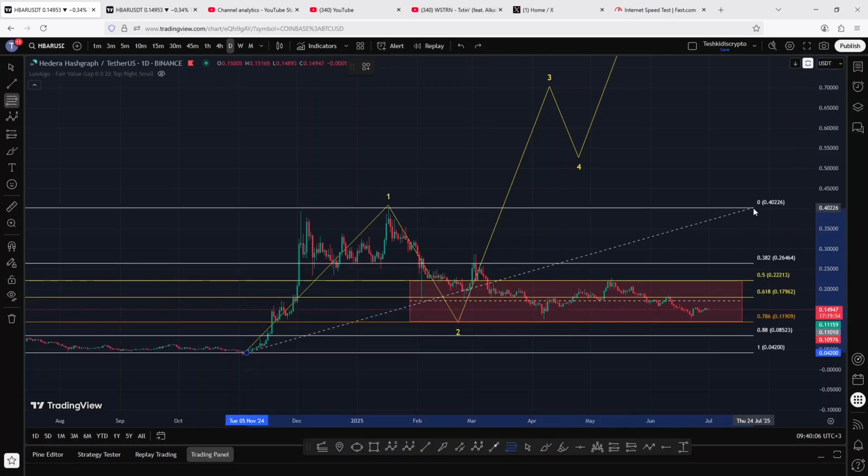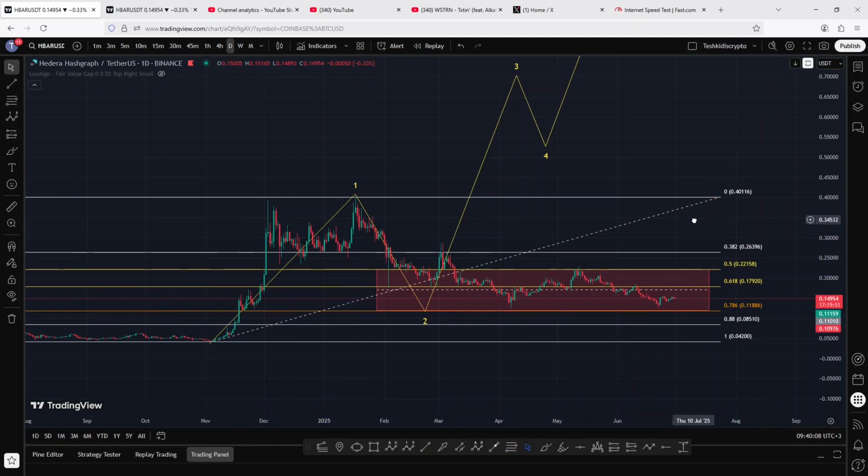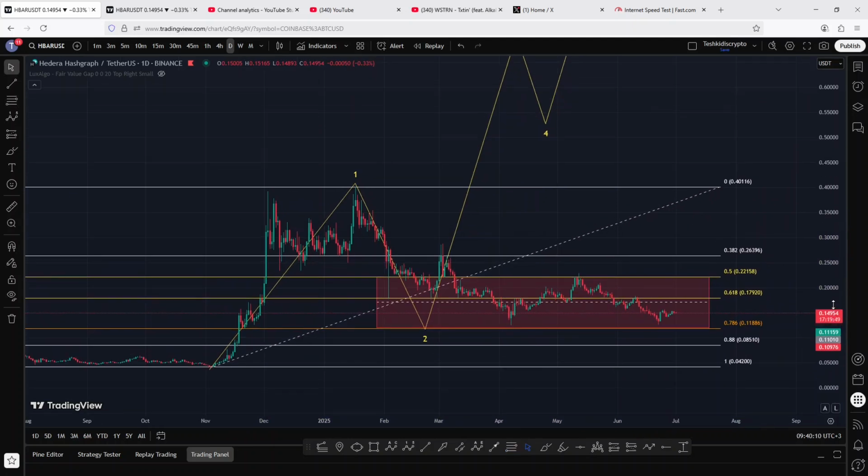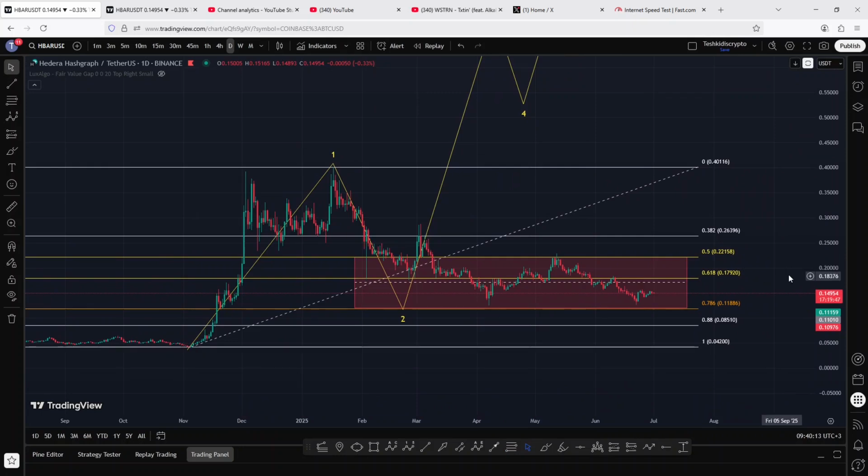to the high of the wave 1. On so doing, the area that I have been paying attention to as a minimum pullback target area for the second wave has been between the fib level 0.5 and the 0.786, and that is between 0.22158 and 0.11886, which is the red target area over here, and that is an area that we have not fully maximized.